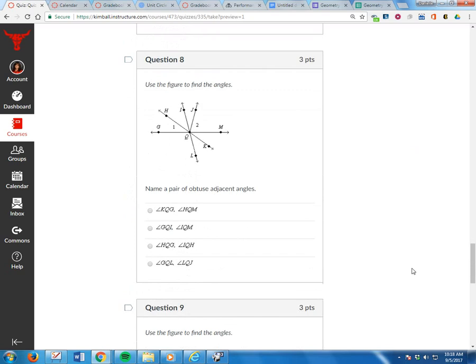Question 8, a pair of obtuse adjacent angles. Adjacent means next to each other. They share a side. Okay? KQG. KQG, I would agree that's obtuse. And HQM. Well, those are both obtuse, but they don't share a side. So they're not adjacent. GQI. GQI, well, right away, that's not obtuse. HQG. HQG, not obtuse. So it's got to be this one. GQL. GQL, okay. And LQJ, yes. Last one.